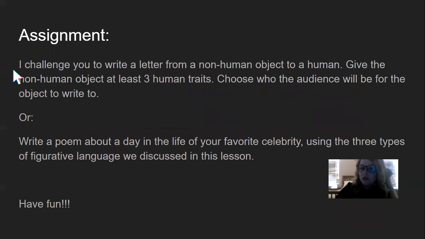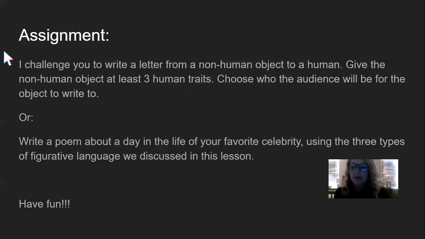So the last thing I want to do is leave a little assignment. You can pick between the two, or you can do both. They're both pretty fun ways of using this figurative language. The first one I thought sounded like an awesome idea: I challenge you to write a letter from a non-human object to a human. One example that I saw was pretending to be a dog. If you have a dog or a pet at home, write a letter to a human from that pet, because you're going to give that pet human characteristics.